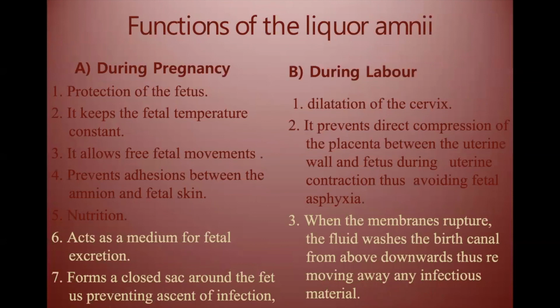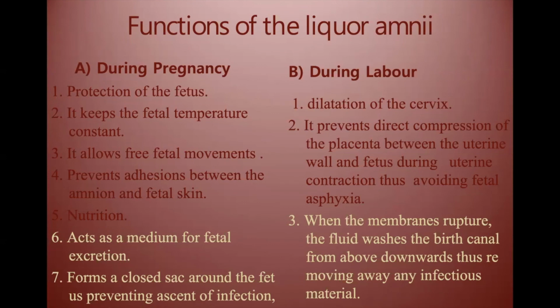Function of the liquor amnii. The first function during pregnancy is protection of the fetus. As I told already, it keeps the temperature constant, allows free fetal movements, prevents adhesion between amnion and fetal skin, provides nutrition, acts as a medium for fetal excretion, and forms a closed sac around the fetus, preventing escape of infection.